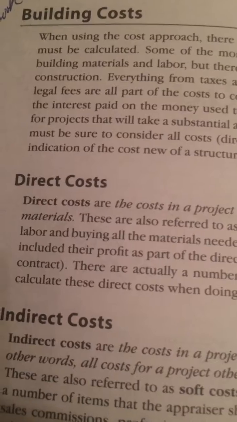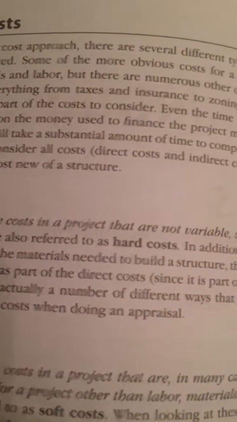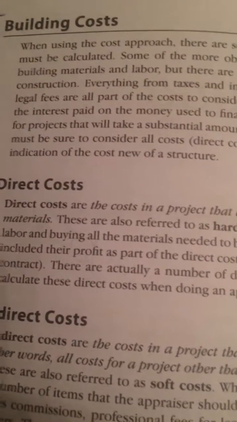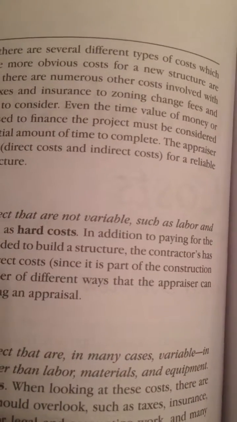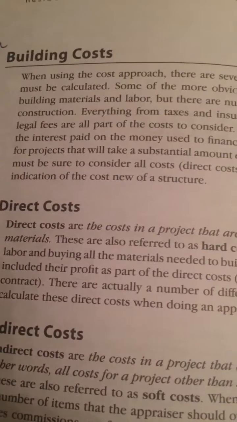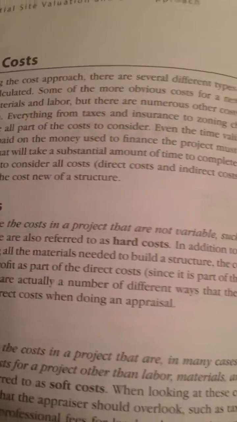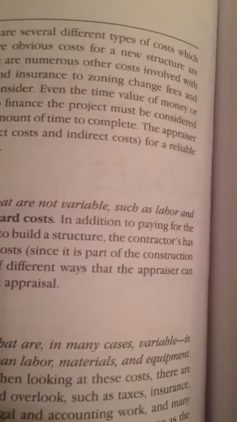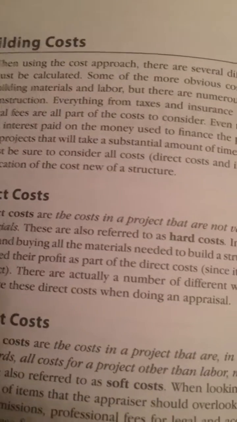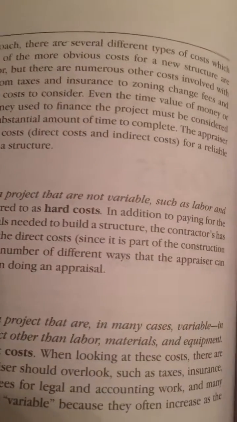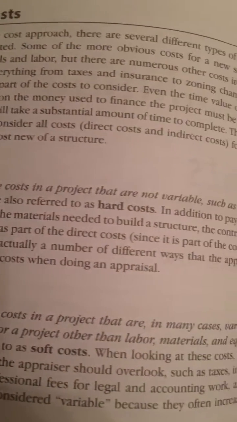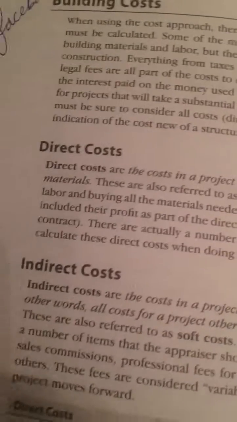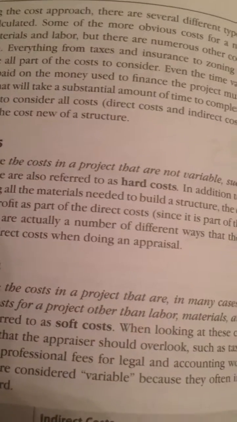Direct costs. Direct costs are the costs in a project that are not variable, such as labor and materials. These are also referred to as hard costs. In addition to paying for the labor and buying all the materials needed to build a structure, the contractors have included their profit as part of the direct costs, since it is part of the construction contract. There are actually a number of different ways that the appraiser can calculate these direct costs when doing an appraisal.